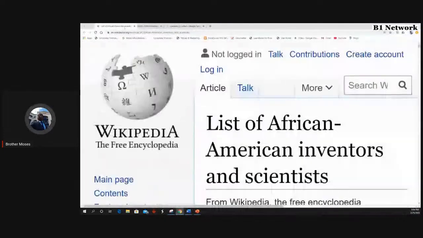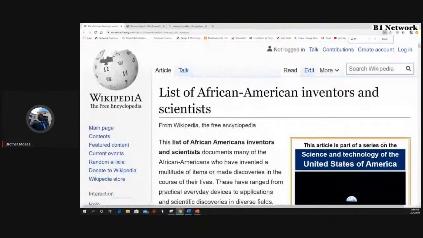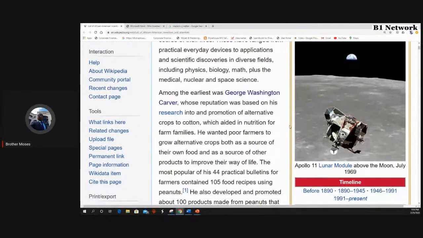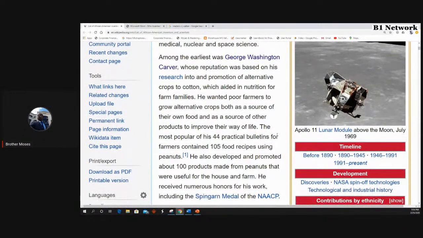Every time I asked people to assist me with this before I started getting bent out of shape, everybody would just tell me, well, just go look for a list of African-American inventors and scientists. So as you know, even Wikipedia brings up the very first one, among the earliest, was George Washington Carver.